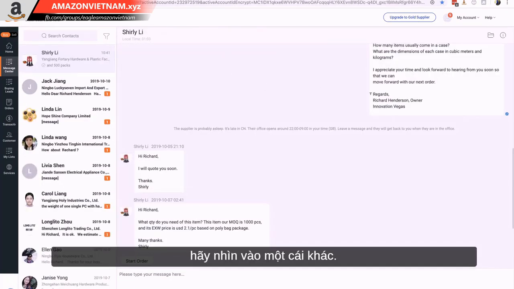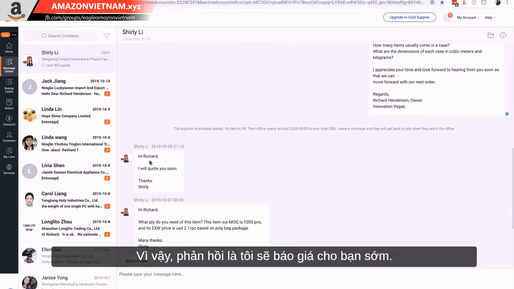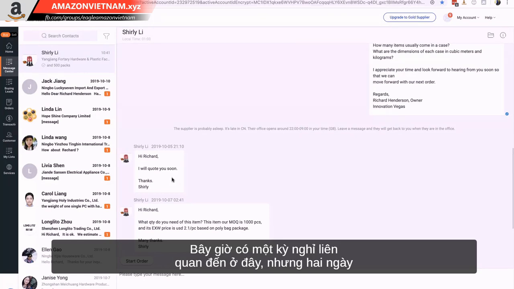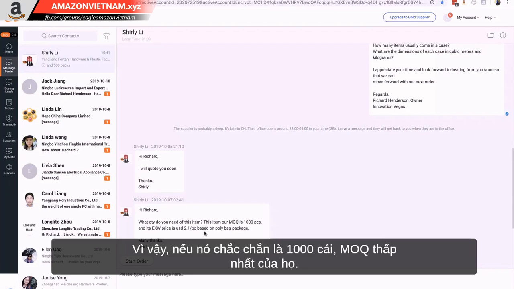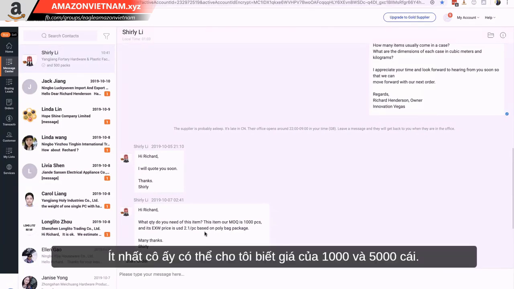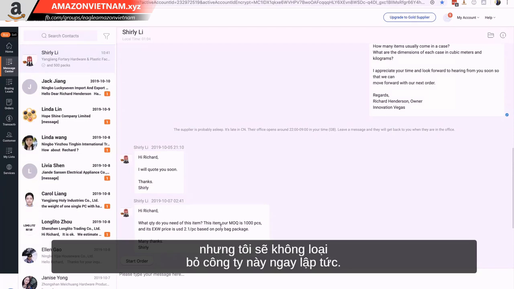Let's take a look at another one. Again, I'm not showing you the whole message I sent, but it's exactly the same. So the response is, I will quote you soon. Now, there was a holiday involved here, but 2 days later, she asked me, what quantity do you need of this item? This item, our MOQ, is 1,000 pieces. Instead of actually giving me the quote, so if it is definitely 1,000 pieces, their lowest MOQ, the least she could have done was give me the price for 1,000 and 5,000. So this would not impress me, but I wouldn't rule this company out straight away.